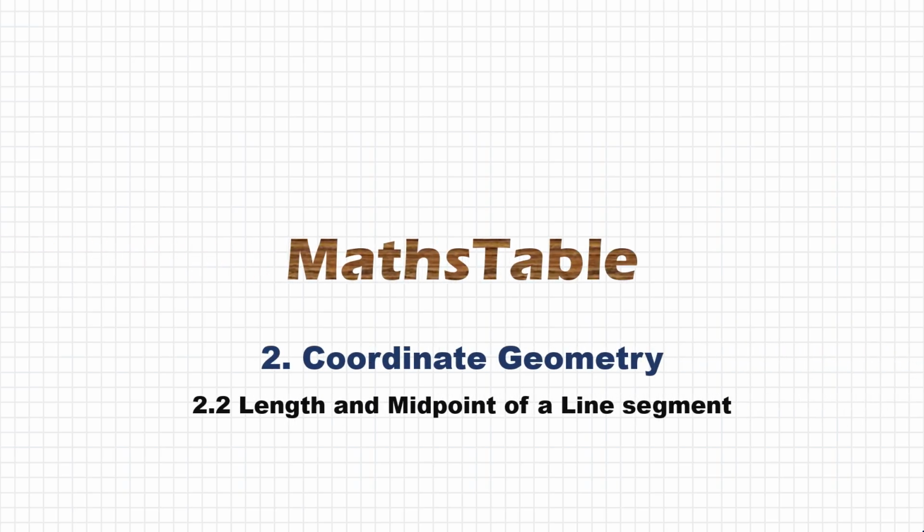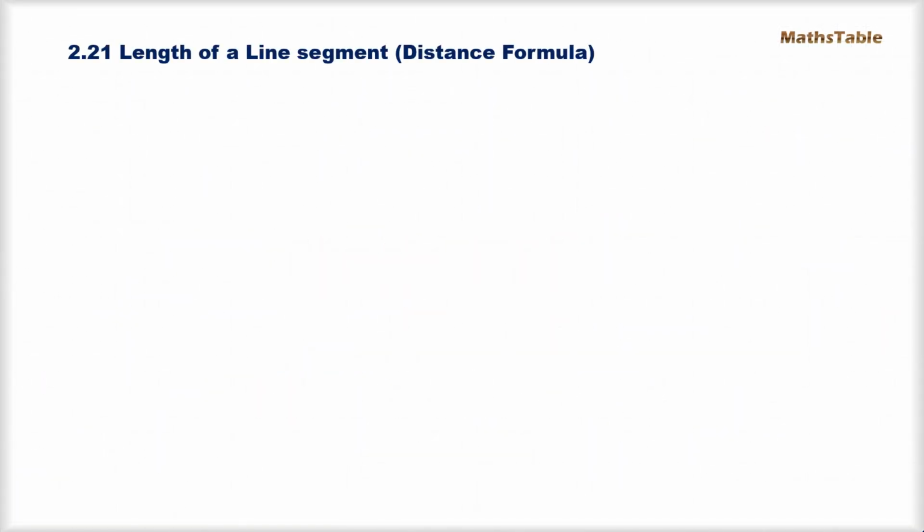In this lesson of coordinate geometry section 2.2, we are going to discuss how to find the length and midpoint of a line segment. Now to find the length of a line segment, we can simply apply the distance formula between 2 points.